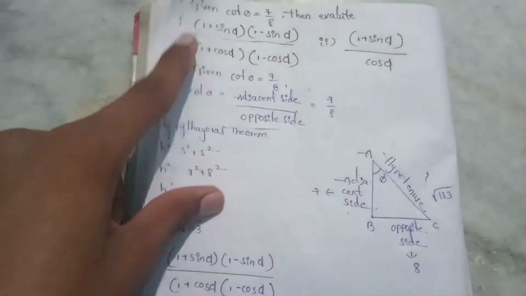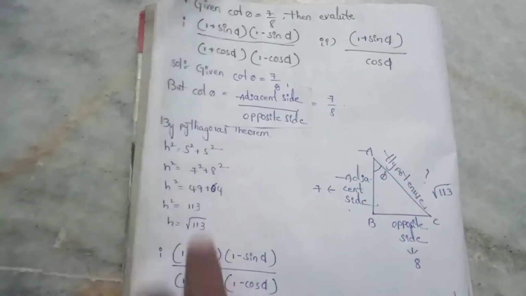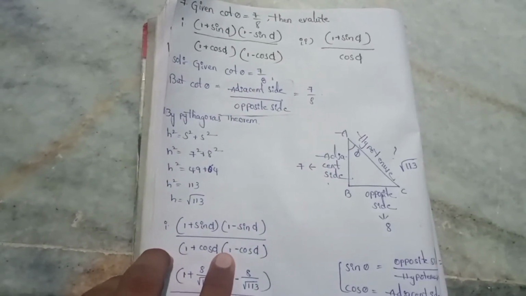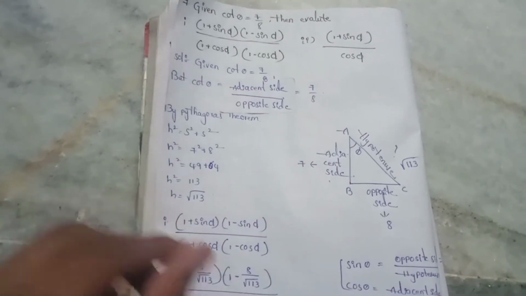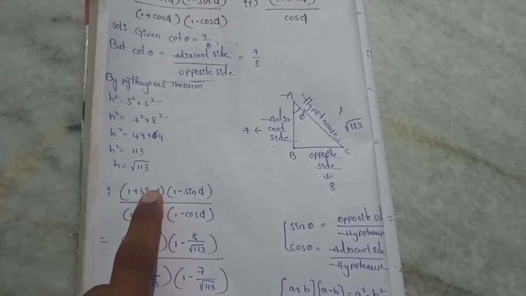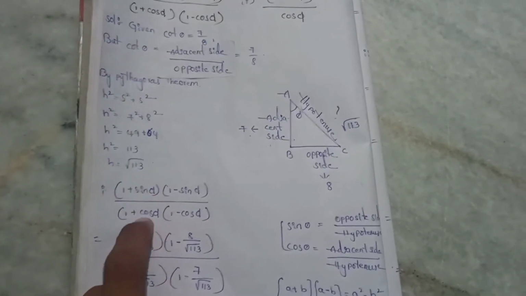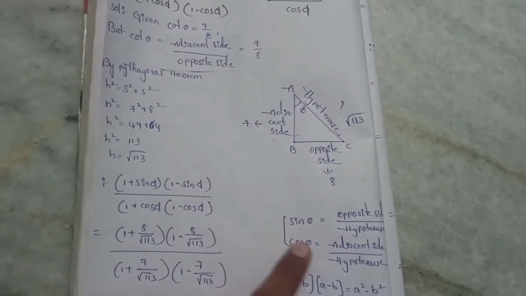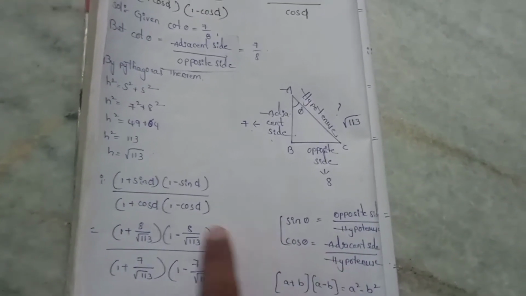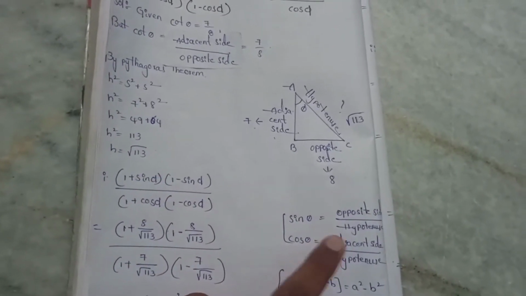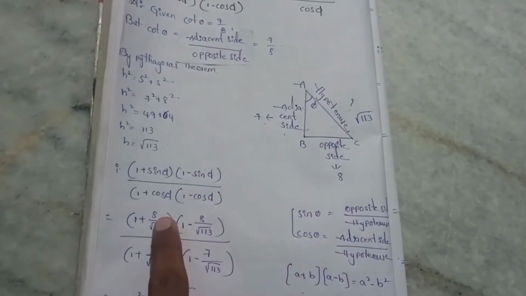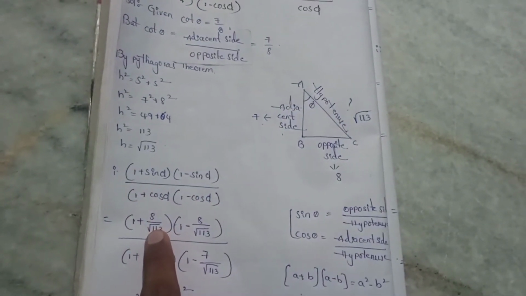Now what is given here? 1 plus sin theta, 1 minus sin theta, 1 plus cos theta, 1 minus cos theta. First we find the first question, next the second question. First of all we have to find sin theta and cos theta. We know that sin theta is opposite side by hypotenuse, and cos theta is adjacent side by hypotenuse. For sin theta, opposite side is 8, hypotenuse root 113, so 1 plus 8 by root 113.